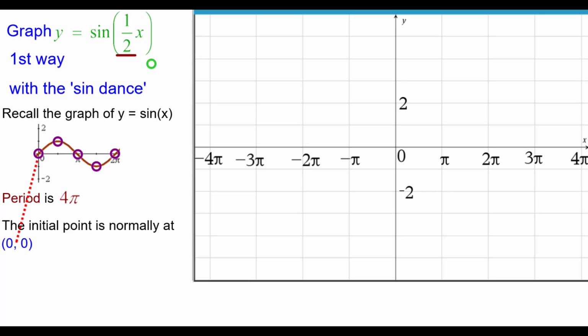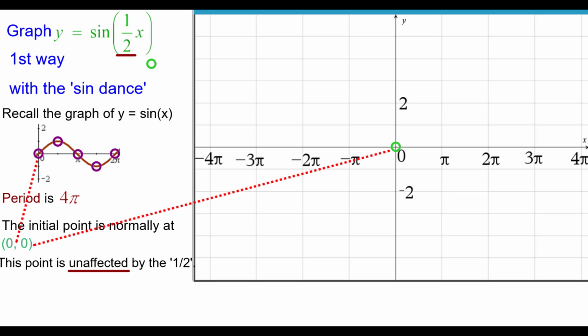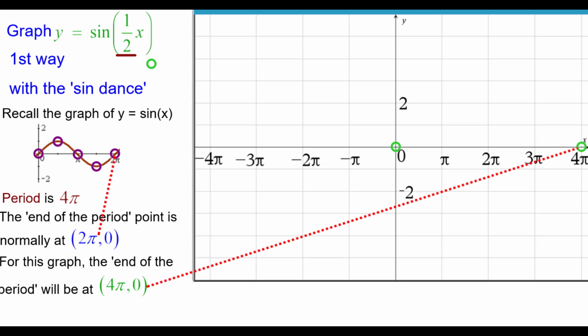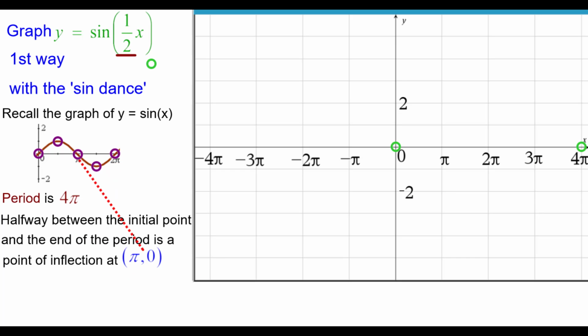The initial point is normally at the origin. This point is unaffected by that 1/2 factor times x. So we'll just plot the origin. The end of the period is normally at 2 pi, 0, but for our graph it's going to be at 4 pi, comma 0, because that's the period. Halfway between the beginning and end of a period is the point of inflection, normally at pi, 0. Halfway between here for us is going to be at 2 pi, 0.